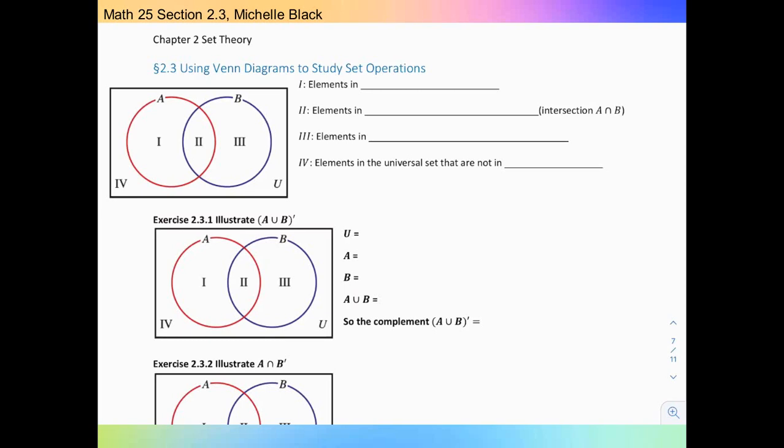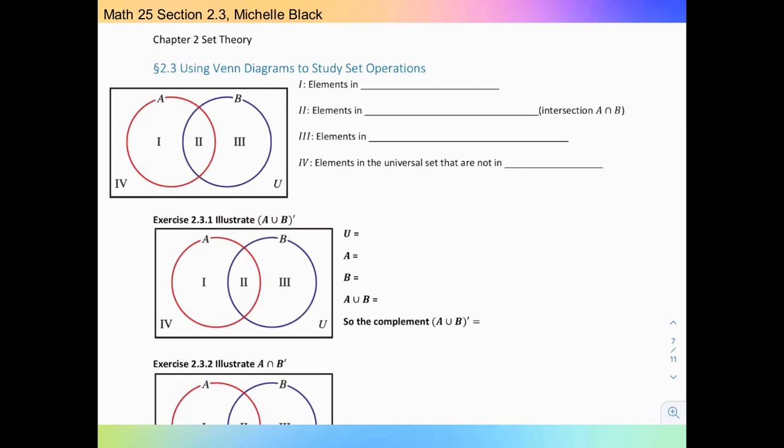Section 2.3, using Venn diagrams to study set operations. Let's look at our Venn diagram here on the left. It's a rectangle with two overlapping circles labeled A and B. And within these sets A and B, as well as our rectangle, we have some regions labeled 1, 2, 3, and 4 using Roman numerals.